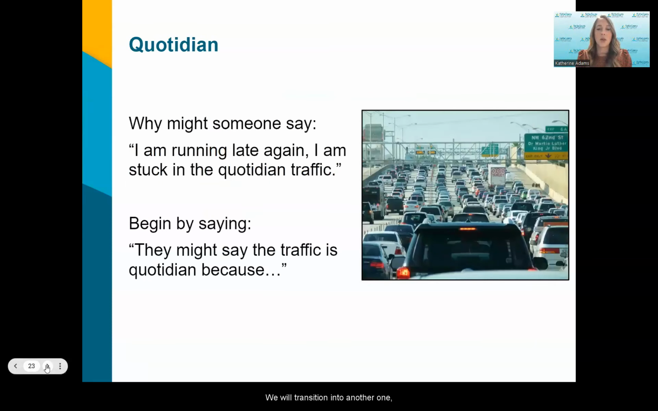We'll transition into another one. And again, I'm going to model that. Why might someone say, I am running late again. I am stuck in quotidian traffic. We'll start and model. They might say the traffic is quotidian because, and I'm going to model that language. The traffic is quotidian because we sit in traffic every day on the way to work. And hopefully everyone comes up with additional examples.